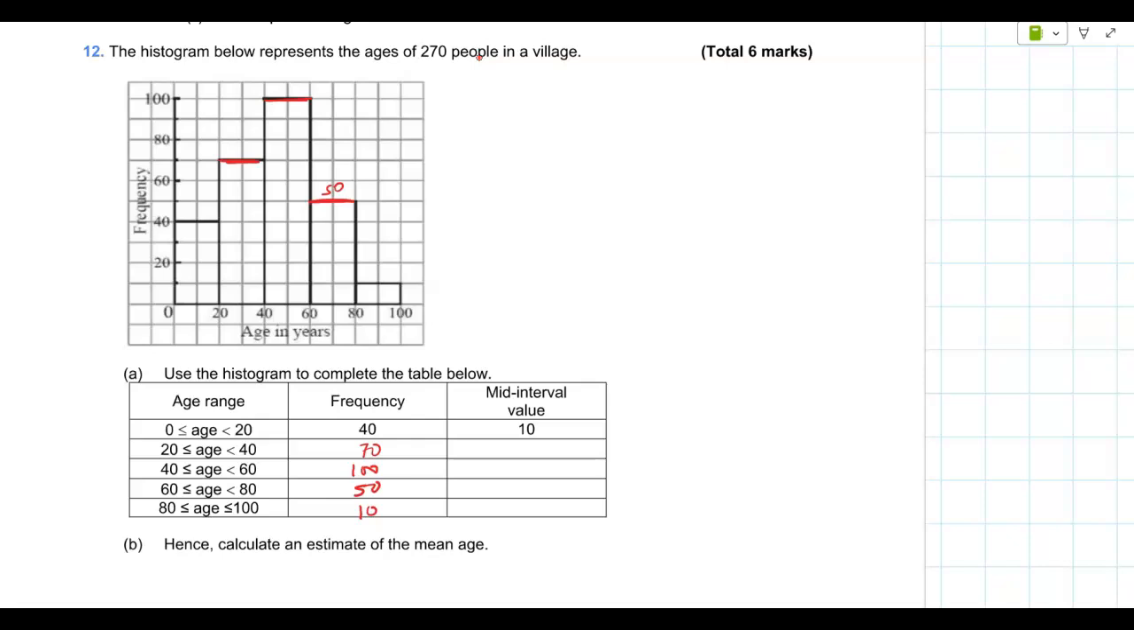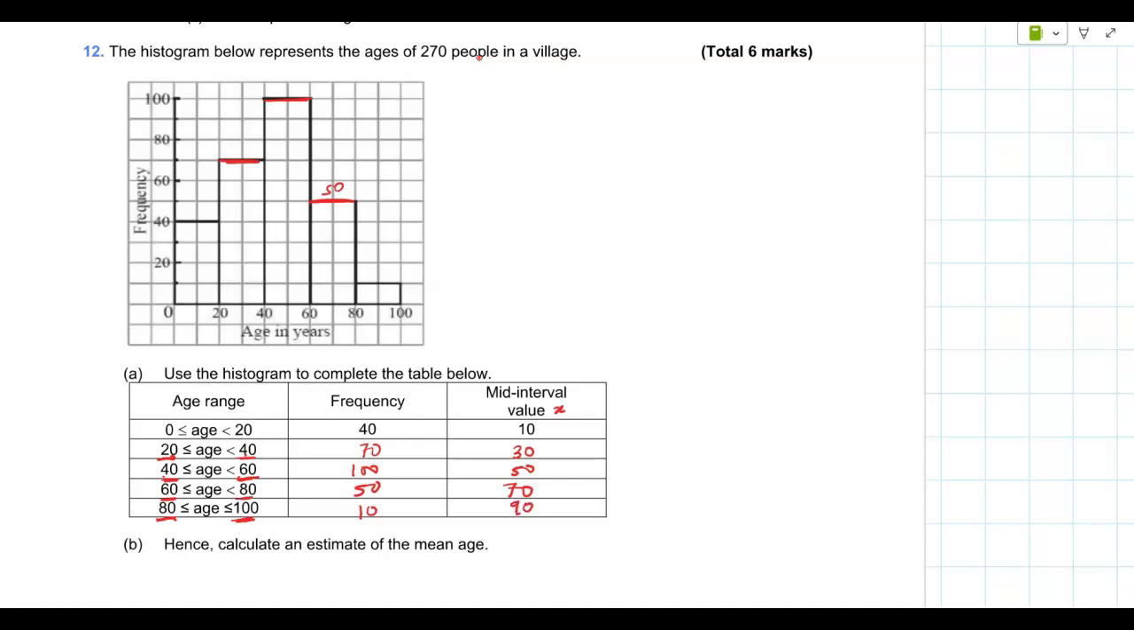Mid interval values. So you find a midpoint. That's your x basically. So the midpoint of 20 and 40 is 30, 20 plus 40 divided by 2. Then 40 plus 60 divided by 2 is 50. What are we looking at? 70, 90. The class intervals, you have to do the midpoints.